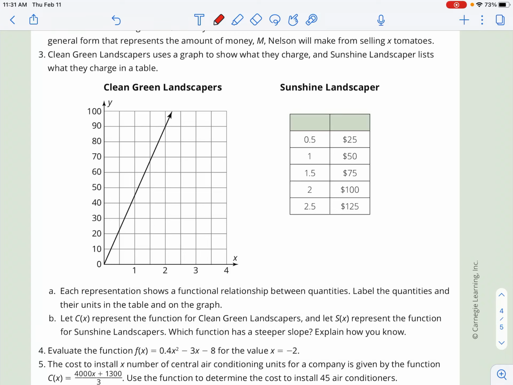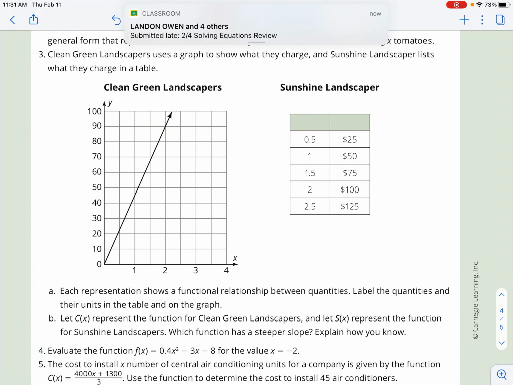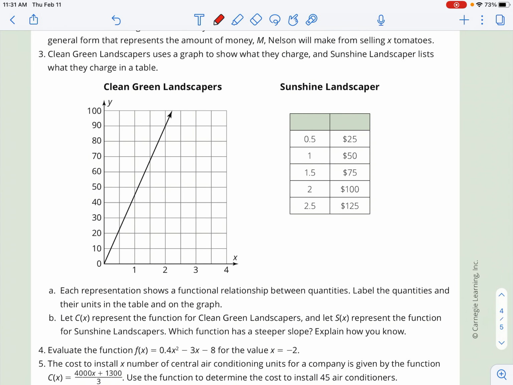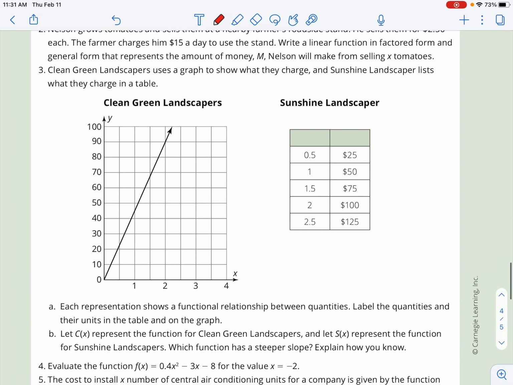Okay, review number 3 and then review number 4. On review number 3, we have landscapers who use a graph to show what they charge, and another landscaper listed as a table. Each representation shows a functional relationship between quantities. Label the quantities and their units in the table here.